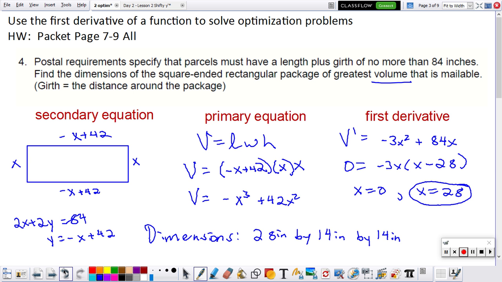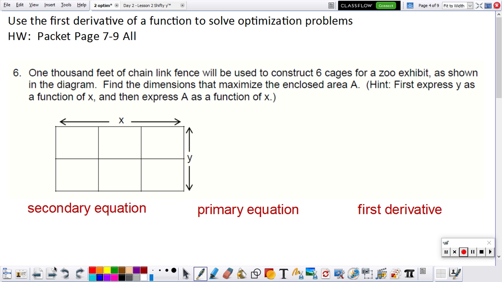Right. We're going to get one more problem together. We're going to look at number 6. Again, you are skipping number 5. All right, it says 1,000 feet of chain link fence will be used to construct 6 cages in a zoo exhibit. So it says find the dimensions. So we want to maximize the area. So, and again, it's area. So my primary equation is I want this to be the maximum area.